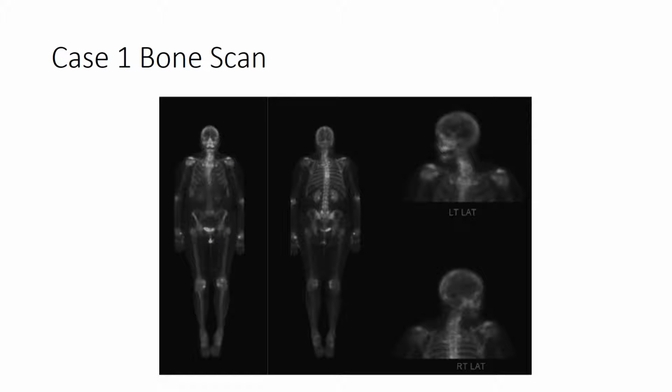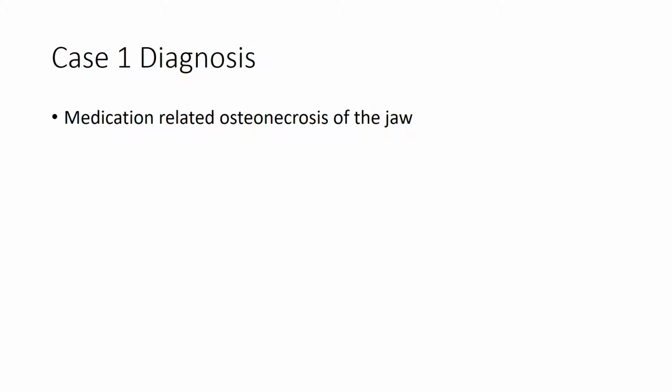This is the patient's bone scan, and you can see there's increased uptake in the maxilla. There's also a focus of increased uptake in the thoracic spine, and this corresponded to the patient's known vertebral body metastasis. The diagnosis in this case was medication-related osteonecrosis of the jaw, specifically from bisphosphonates.